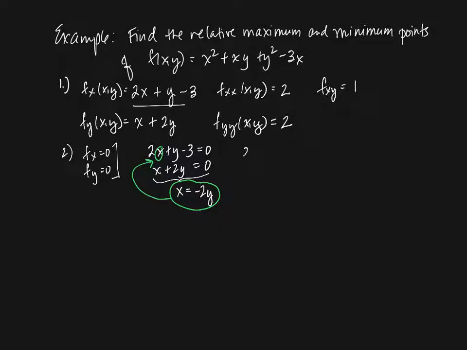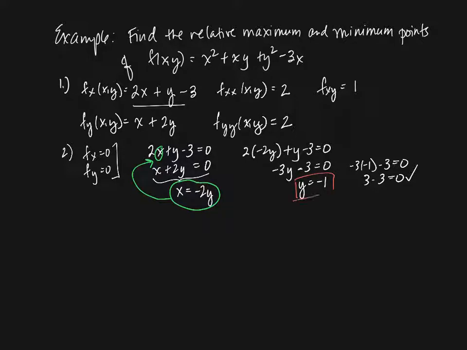So when I do that, I get 2 times, replace x with negative 2y, plus y minus 3 is equal to 0. So negative 4y plus y is negative 3y minus 3 is 0. And add 3 to both sides, divide by negative 3, y would have to be negative 1 to make that true, right? Quick check. Negative 3 times negative 1, 3 minus 3 is 0. So that works. Okay, so we've got part of our solution.